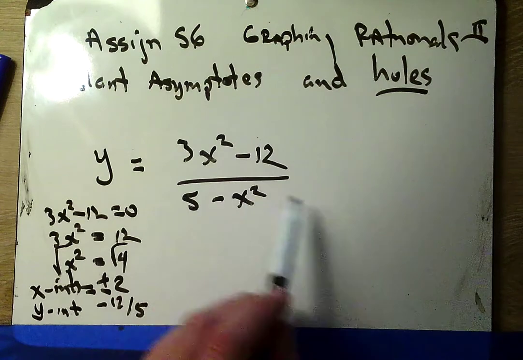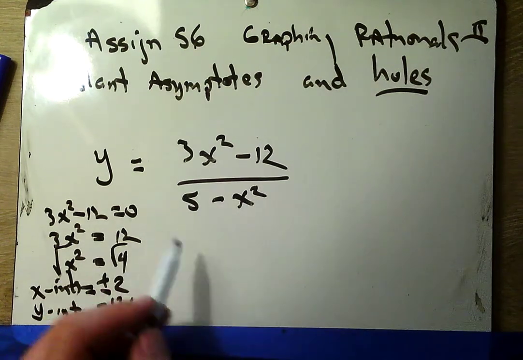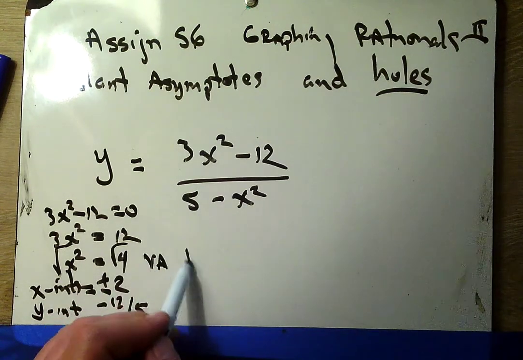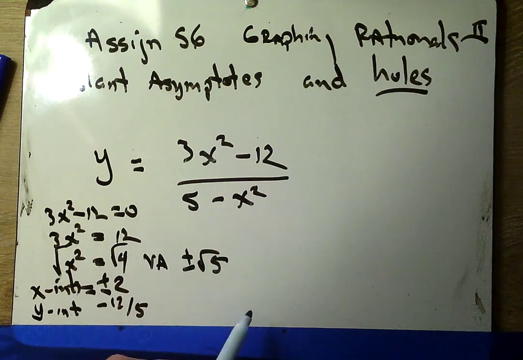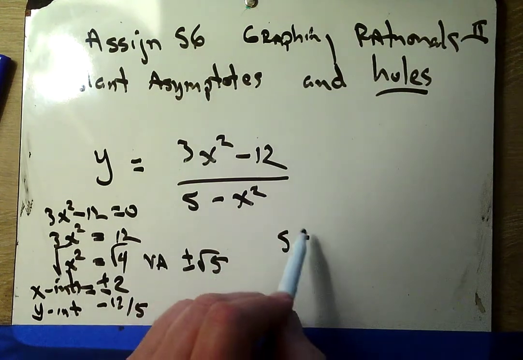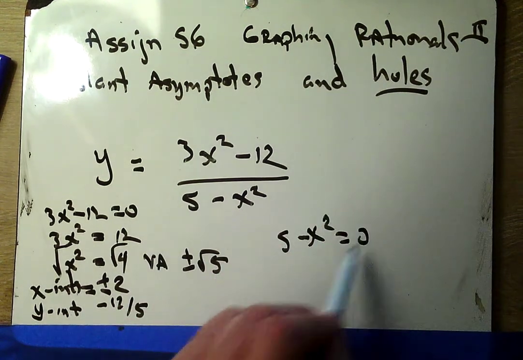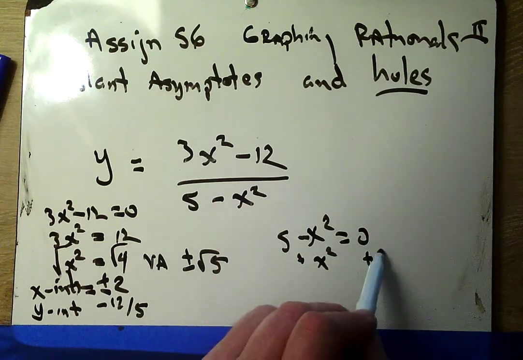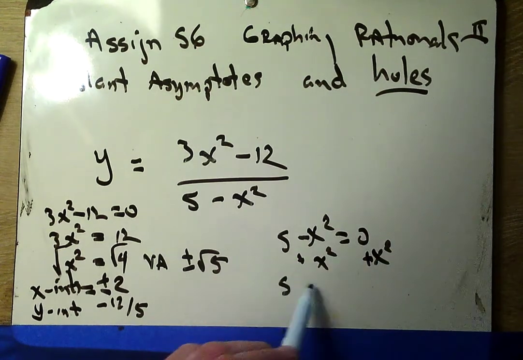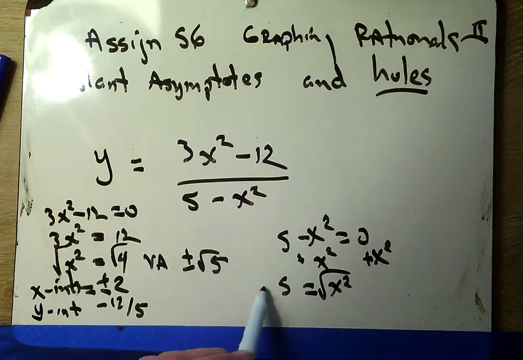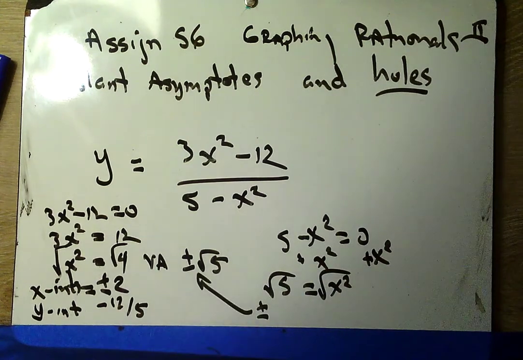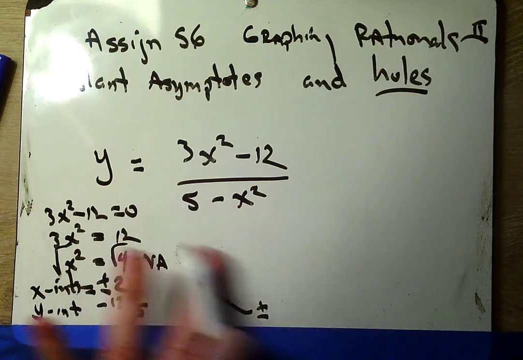I set the bottom equal to 0 to find vertical asymptotes. My vertical asymptotes are plus and minus root 5, right? Because I'm going to be doing 5 minus x squared equals 0, and then I add x squared to both sides. 5 equals x squared. Don't forget, when you take the square root of both sides, you need that plus and minus, okay? And then what about degree?